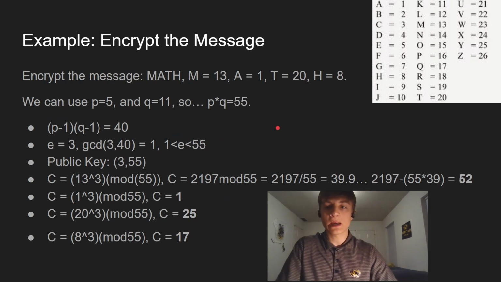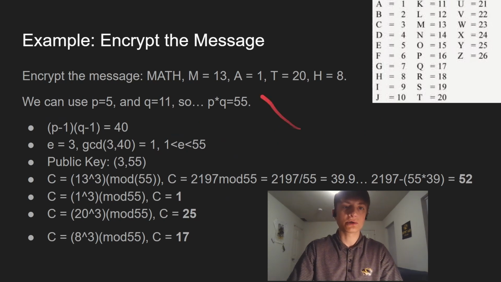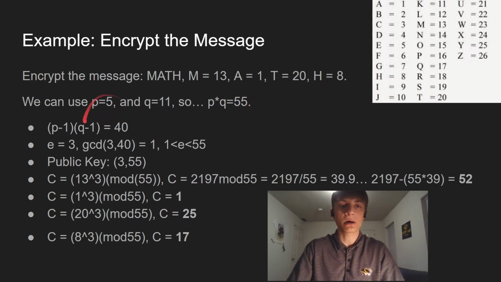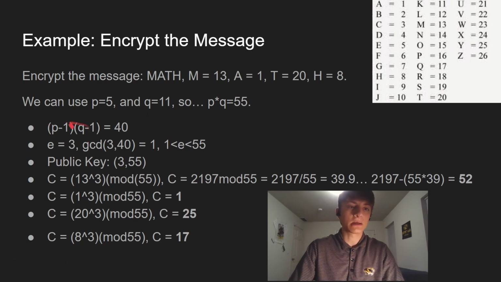So next we're going to look at an example here. To encrypt a message, we're going to use the word math, M-A-T-H, as what we're encrypting. So m equals 13, as you see over here. A, of course, is 1, t is 20, and h is 8. And we'll just use two random primes. So we'll use p is 5 and q is 11. So that means their product is 55. And p minus 1 times q minus 1 is equal to 40.